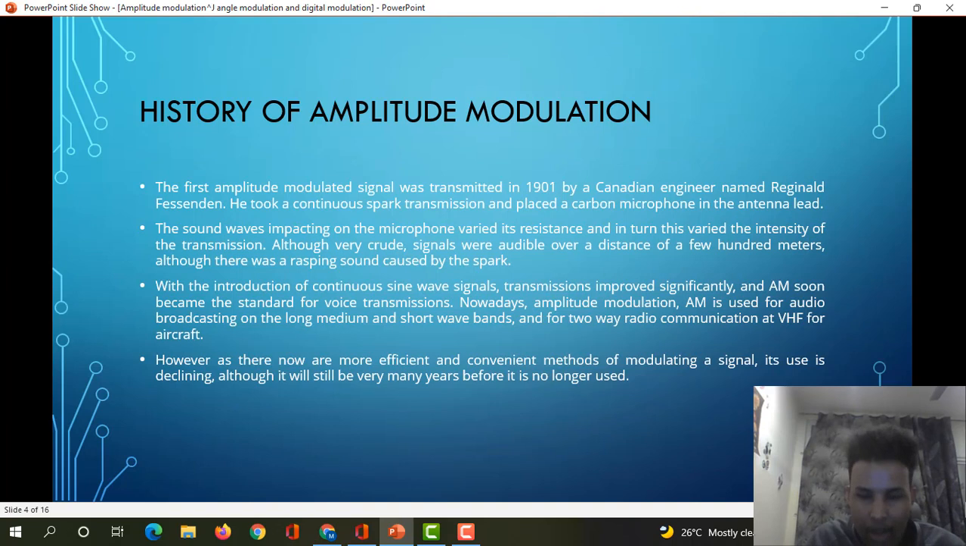Nowadays, amplitude modulation, AM, is used for audio broadcasting on the long, medium, and short wave bands, and for two-way radio communication at VHF for aircraft. However, as there now are more efficient and convenient methods of modulating signal, its use is declining, although it will still be very many years before it is no longer used.